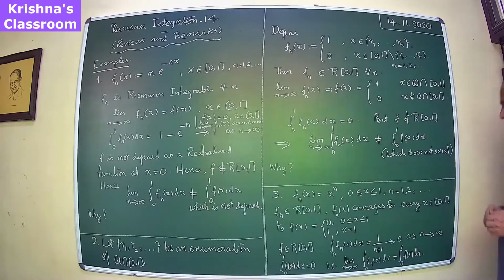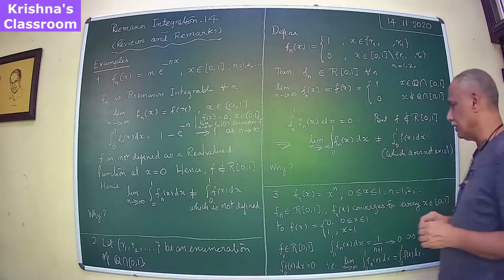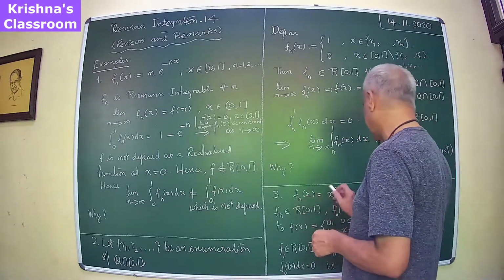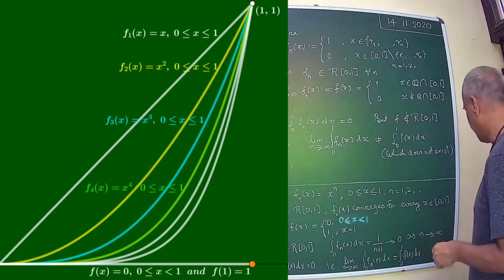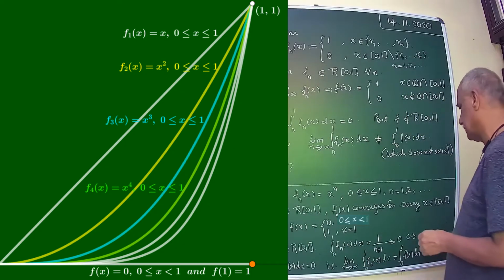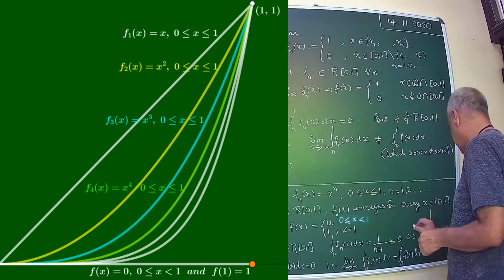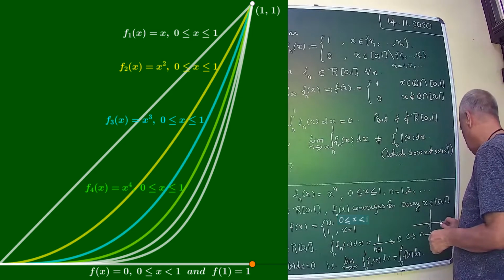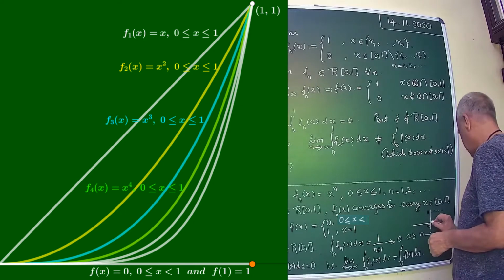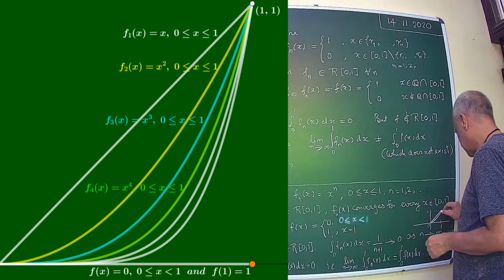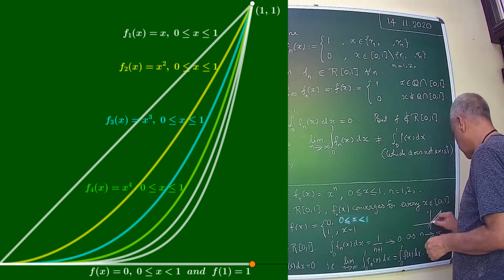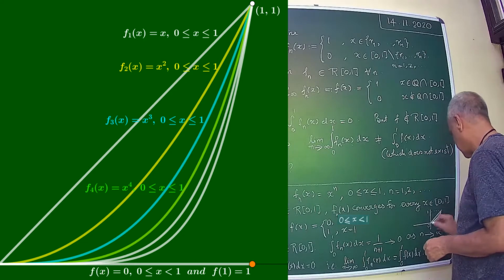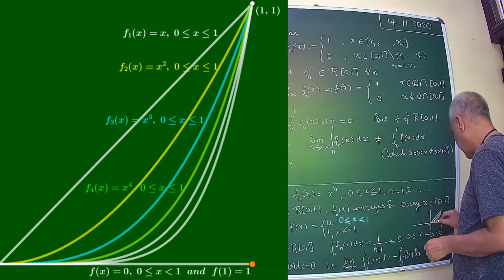So we look at the third example. The third example, you have fn(x) equal to x to the power n. If you try to plot the graph of this, it is very simple. Okay, so what you have is the interval 0 to 1. You see that this is f1, this is f2, this is f3, and so on. So it will start bending towards this.